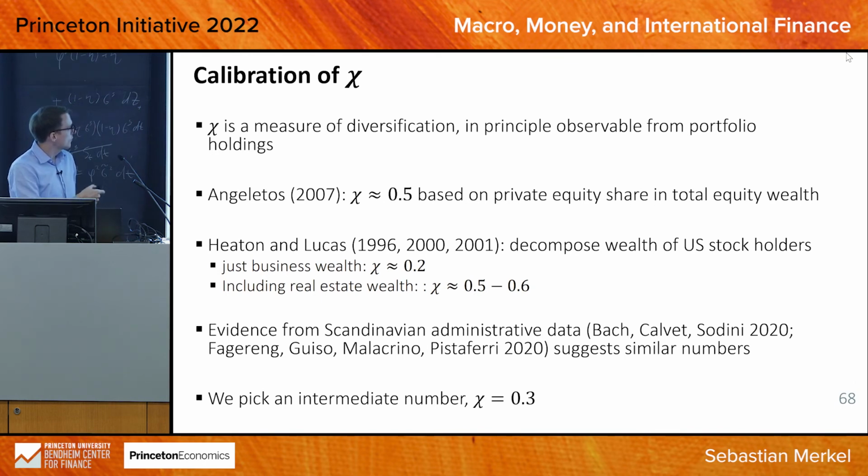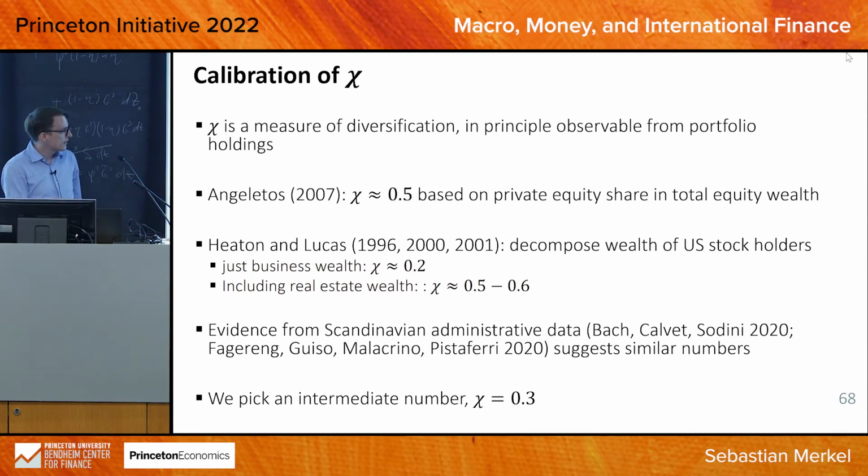There's a bunch of papers from Heaton and Lucas that look at wealth of US stockholders. And when you look at their papers, you would come up with numbers depending on what you qualify as wealth that's subject to idiosyncratic risk. If it's only business wealth, it's more like 20%. If it includes real estate wealth, which is also idiosyncratically risky, it's not literally in a model, but you could have a bit wider interpretation of what capital is, you would get these larger numbers of 0.5, 0.6.